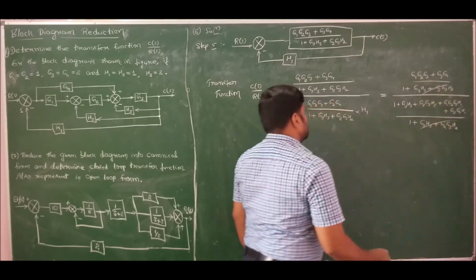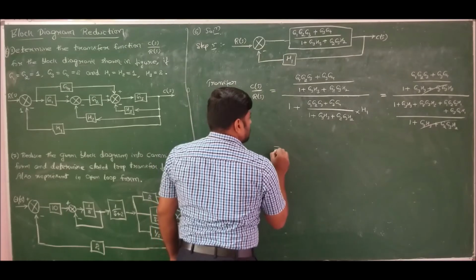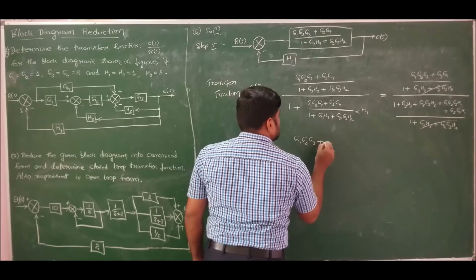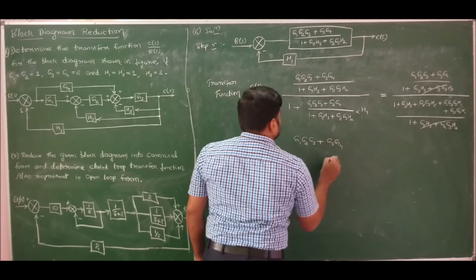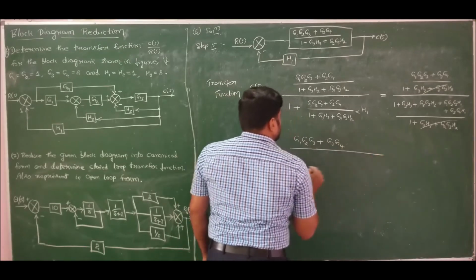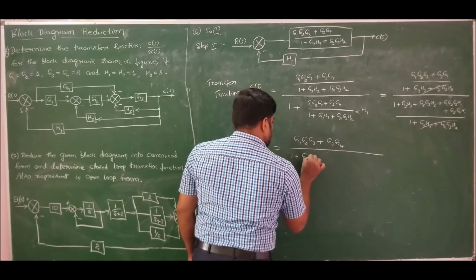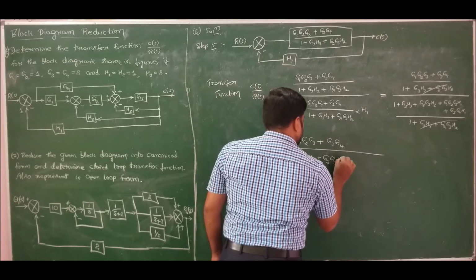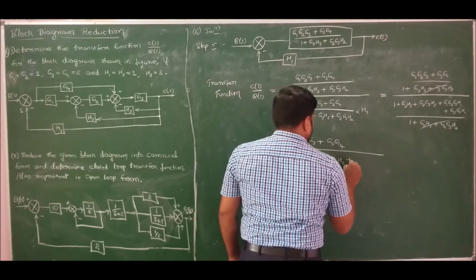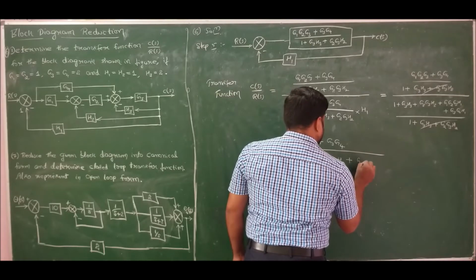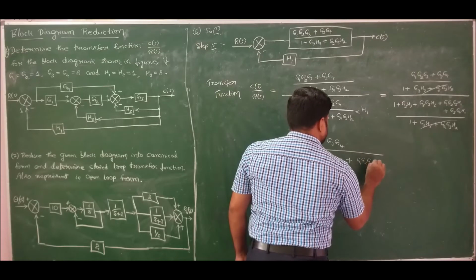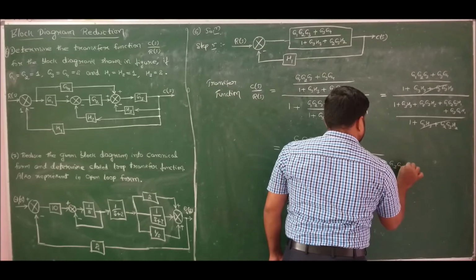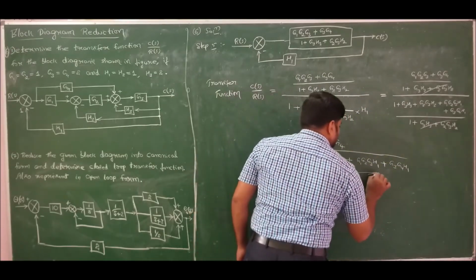So these two will get cancelled. Hence, the transfer function is G1 G2 G3 plus G3 G4, whole divided by 1 plus G3 H3 plus G2 G3 H2 plus G1 G2 G3 H1 plus G3 G4 H1. So this is the transfer function that we got.